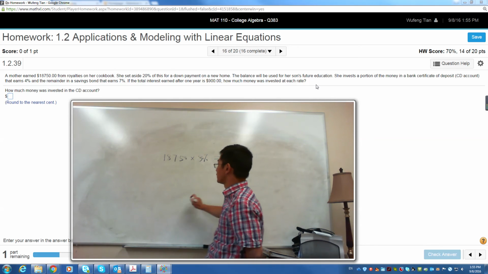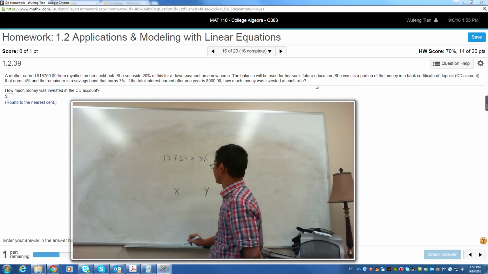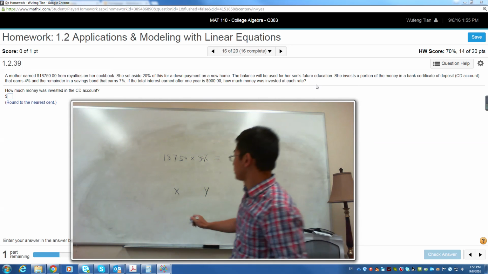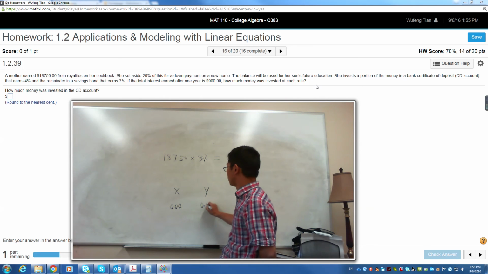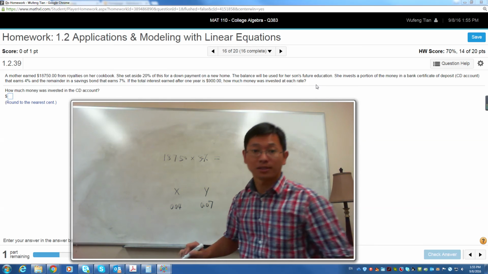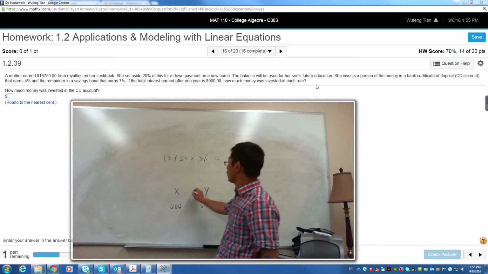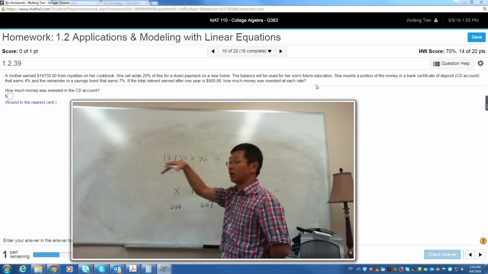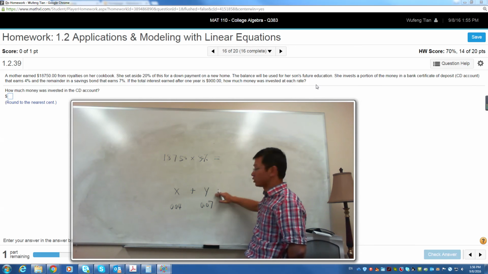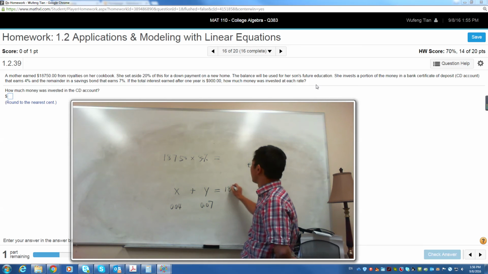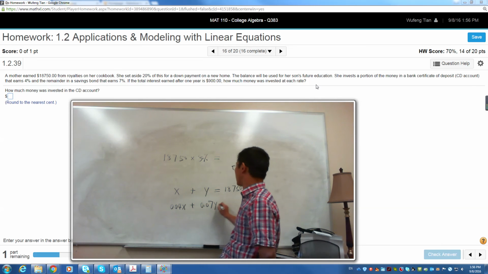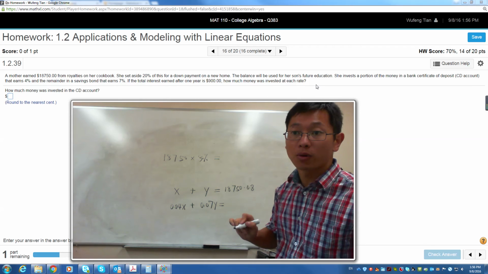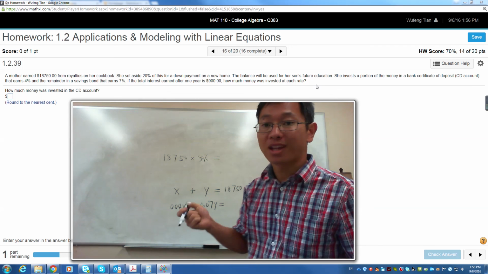Now we don't know how much for the first one, how much for the second one. Okay, we know the first interest is 4%, which is 0.04. The second interest is 0.07, and we know the total amount, because 20% has been used for the new home, so the rest will be put in 2 accounts. So the total amount is 18,750 times 0.8. Well, the interest amount is this times x plus this times y, that's the interest, equals 900.